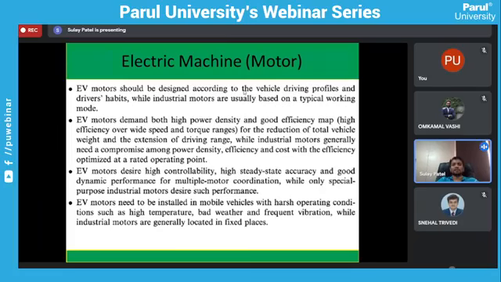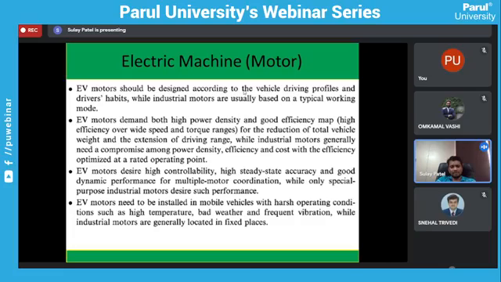EV motors should be designed according to the vehicle driving profiles and the driver's habits, while industrial motors are usually based on a typical working mode. EV motors demand both high power density and a good efficiency map for the reduction of total vehicle weight and the extension of driving range, while industrial motors generally need a compromise among power density, efficiency, and cost, with the efficiency optimized at the rated operating point. EV motors desire high controllability, high steady-state accuracy, and good dynamic performance for multiple motor coordination, while only special-purpose industrial motors desire such performance.